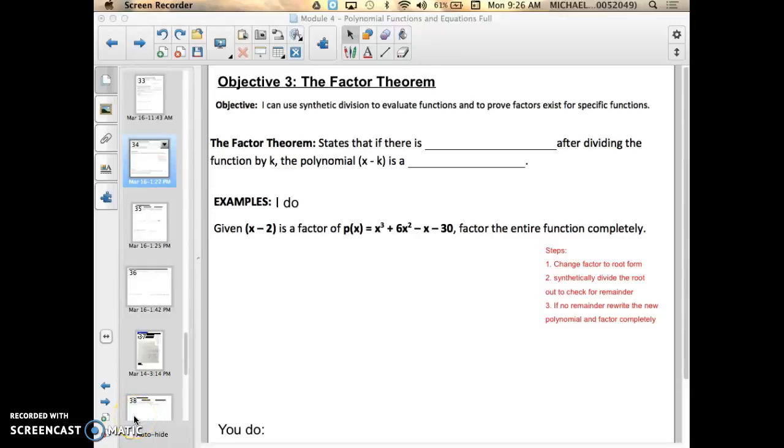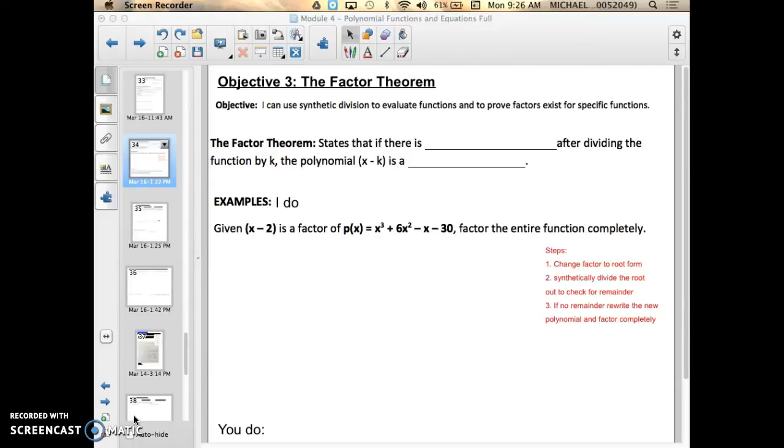So, to finish off the topic roots of polynomials, I'm going to talk through objective 3, which is the factor theorem. And more specifically, after this objective, you should be able to use synthetic division to evaluate functions and to prove factors exist for specific functions.